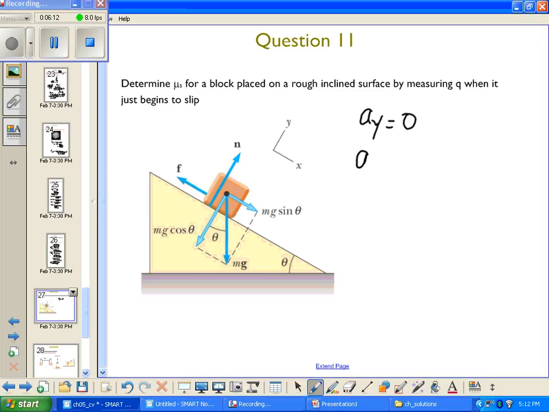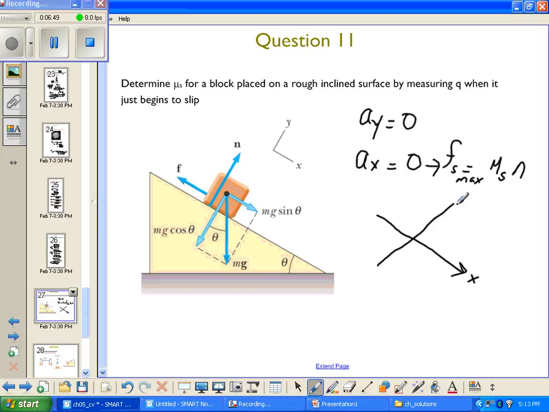But also just beginning to slip implies that we are still working at the instant before motion occurs. In other words, Fs here is at the maximum value of mu s times n. So there will be no acceleration for our block along the x or the y direction. Let's draw a free body diagram.